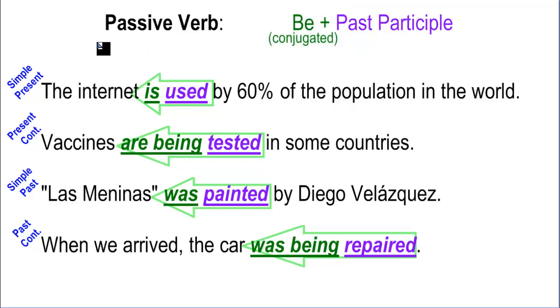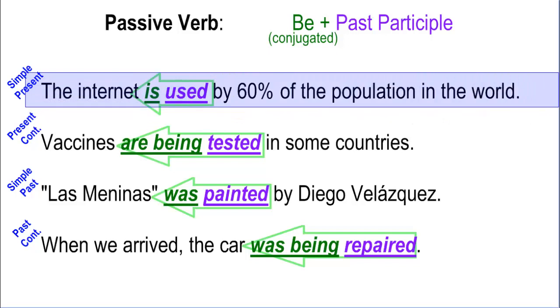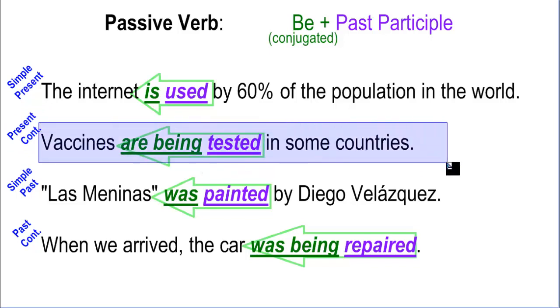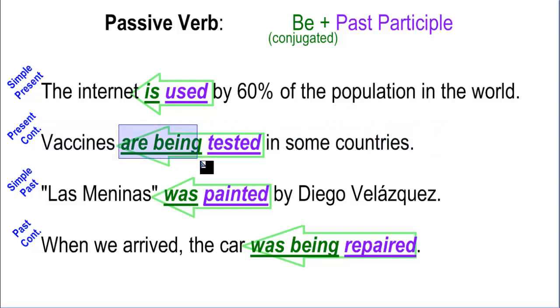So for example, if my sentence is in simple present, I have to say the internet is used by 60% of the population in the world. The verb to be is in present, is. Or I can also use it in present continuous form. I could say, vaccines are being tested in some countries. So you see, are being tested.